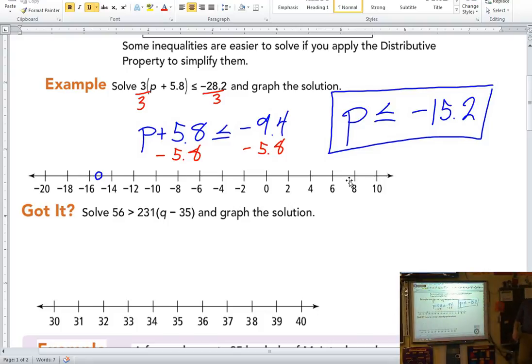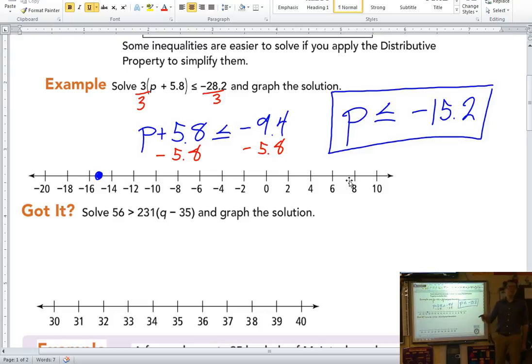Sam, what is the next thing that we have to think about? If you have to shade in the circle. If I have to shade it in or not. Do I shade it in? Yes, because I have the or equal. Then the next thing I have to think about, Monica. Which direction do I shade? You go left because it's less. Yeah, because it's less than, I go left.